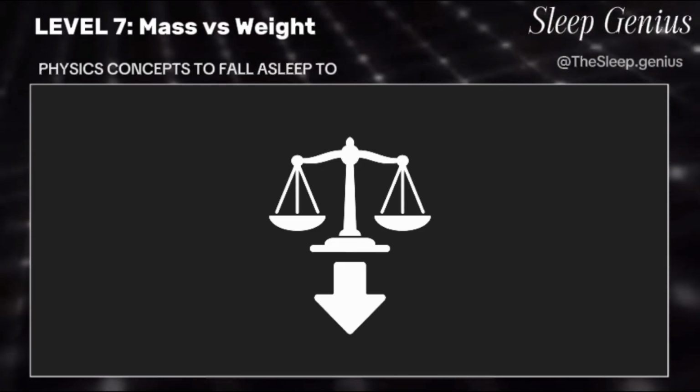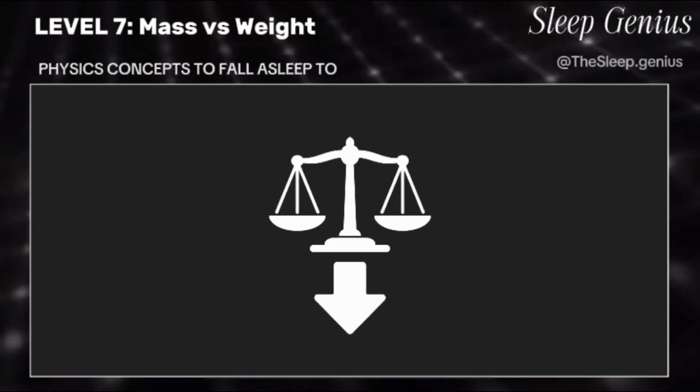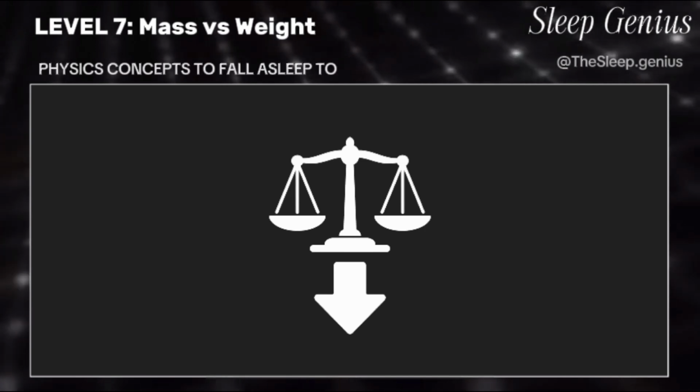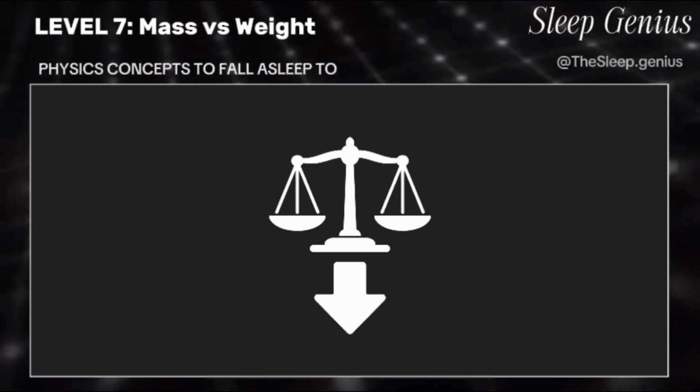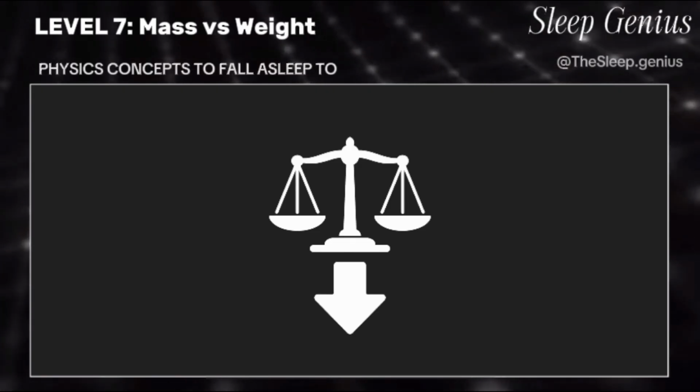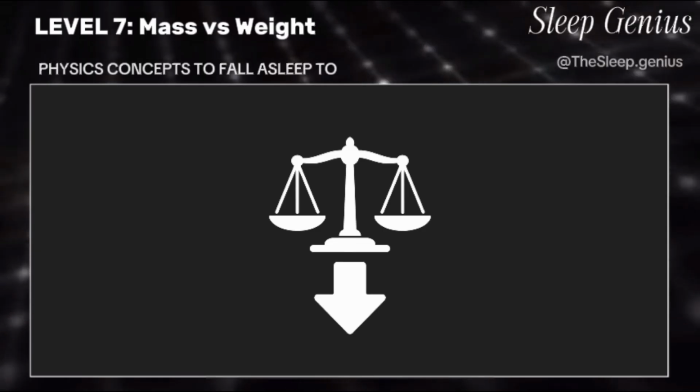Mass measures how much matter is present. Weight measures how strongly gravity pulls on that matter. A heavy object can have the same mass as a light object on a different planet because weight depends on gravity. A person weighing 60 kilograms on Earth weighs less on the Moon. Mass of a car stays constant everywhere. Weight varies with location. Mass is constant under normal conditions.